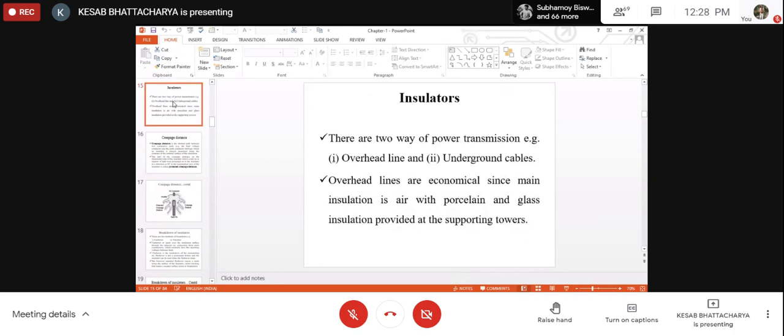Sir, what is the significance of DC link? Means how does it work while connecting two AC systems at different frequencies? No, a DC link is something like another transmission line.